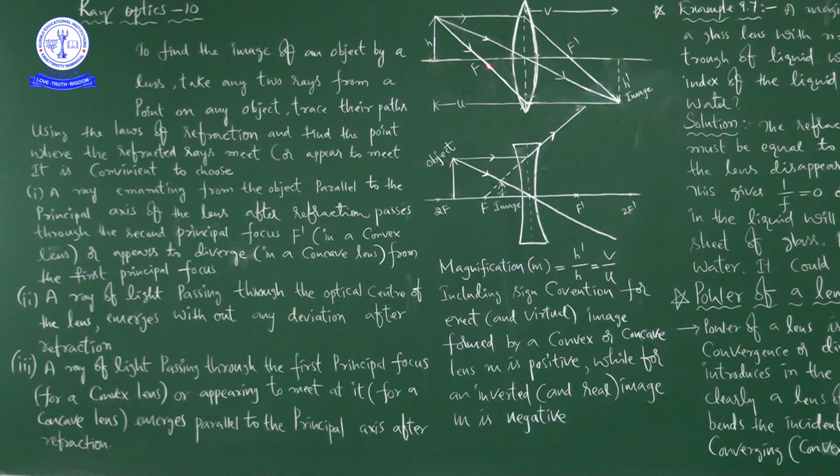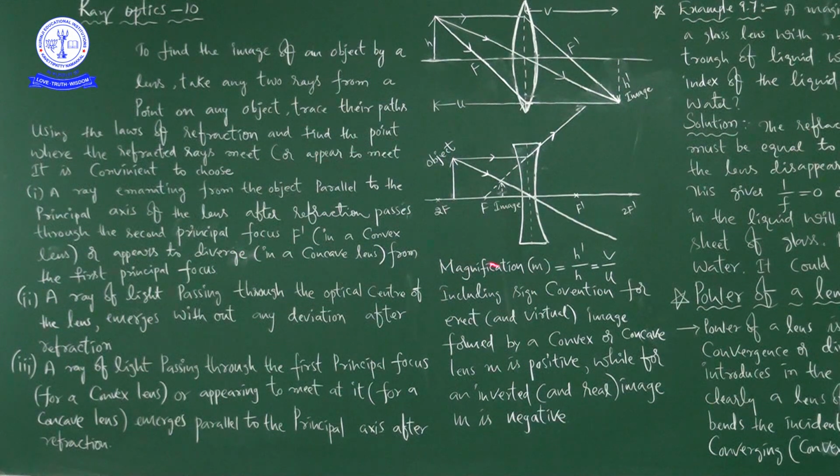See here. It is the light ray which is passing through the first principal focus. After refraction, what will happen? It is parallel to the principal axis. This is the principal axis and this is parallel to the principal axis in case of convex lens. In case of concave lens also the same thing will happen. So after refraction, what will happen? The extended ray back will pass through the principal focus.